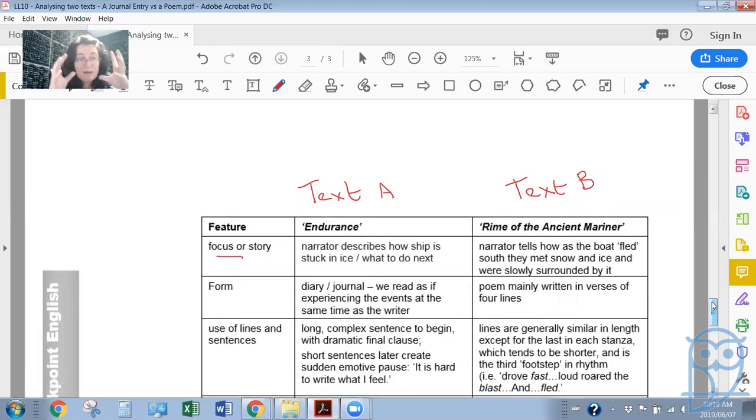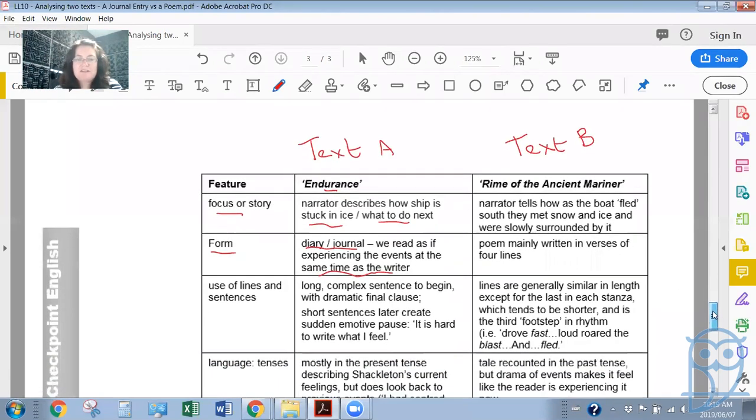As I was saying, focus on the one text first. So if we look at the endurance text, the focus of the story is a narrator describes how the ship is stuck in ice and what they have to do next. They have to find land. Okay, so that's the focus of the story. Now, what form does it take? Well, it takes the form of a diary or a journal. We read as if experiencing the events at the same time as the writer. The writer talks us through what has happened and what is happening now and what they have to do. So in a way, we also experience that along with the writer.